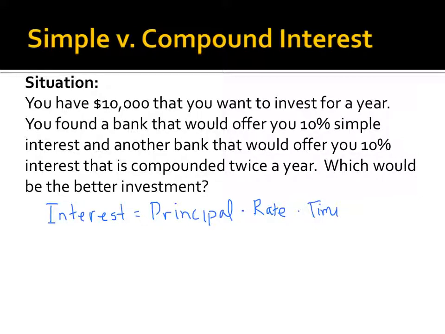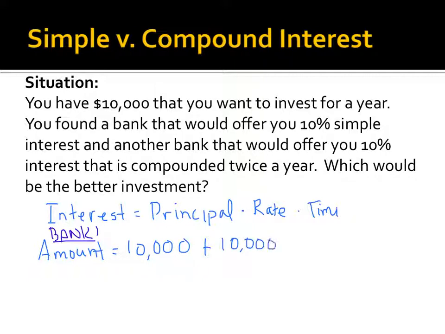And so to solve this problem, I want to know how much I'll make on my investment. So in the first situation, Bank 1, let me label this Bank 1, this bank will take my $10,000. It's going to give this back to me, but then it's going to give me the interest. And so when it calculates the interest, it takes $10,000, it gives me 10%, so it's 0.10, and the time will be 1. And then it goes through the math and does this.